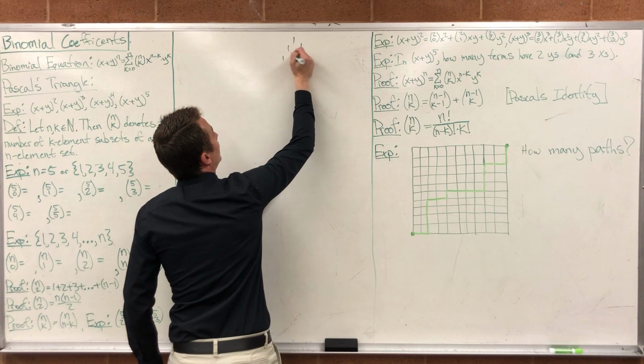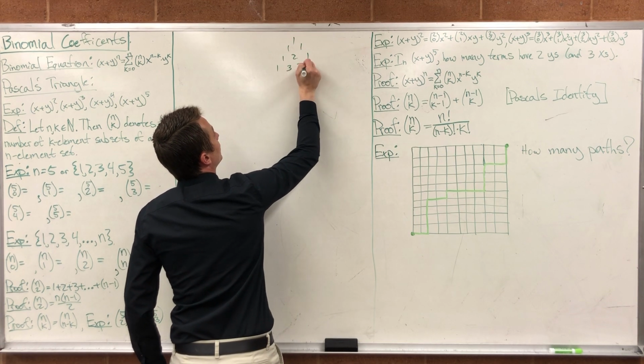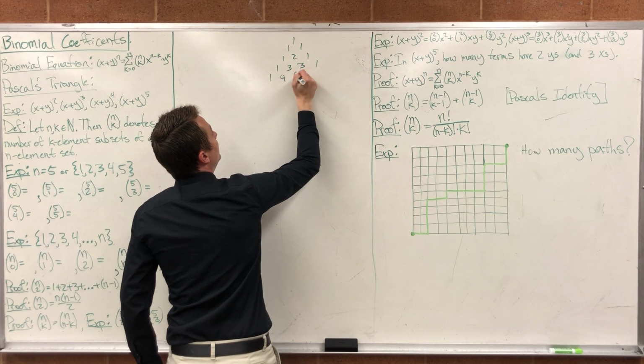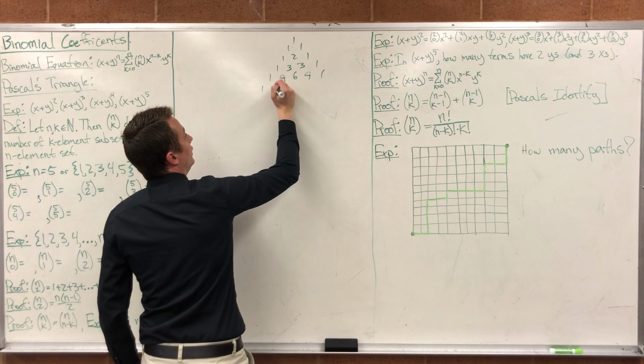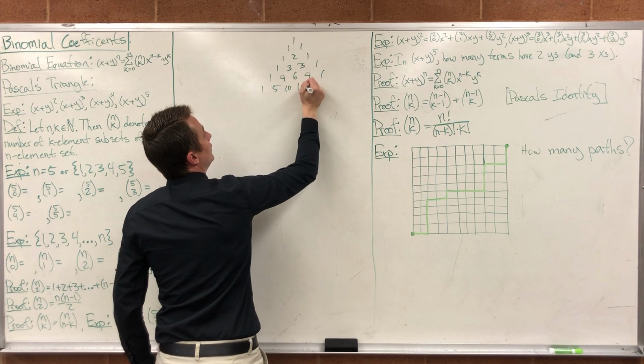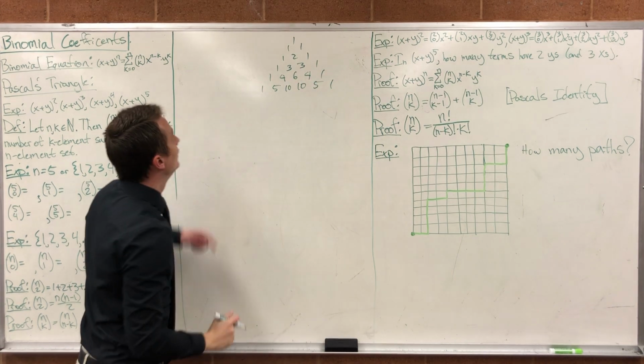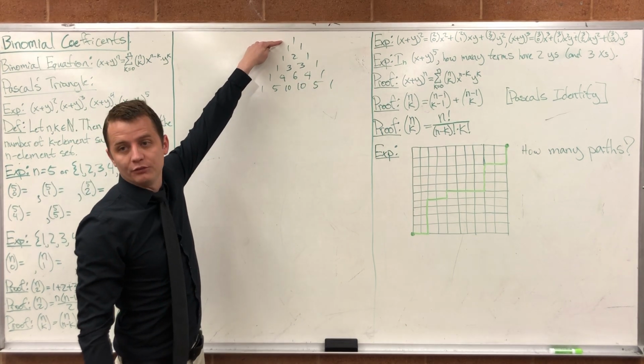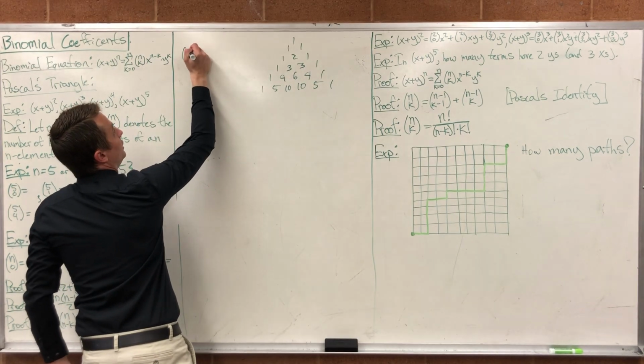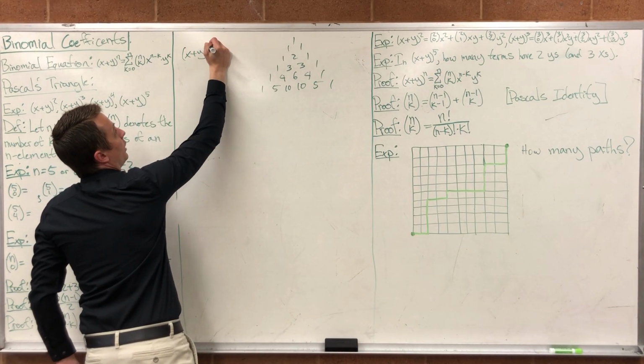1, 1, 1, 1, 2, 1, 1, 3, 3, 1, 1, 4, 6, 4, 1, 1, 5, 10, 10, 5, 1. Now this would be our coefficients. So this gives me the coefficients when we expand x plus y to the n for some n.